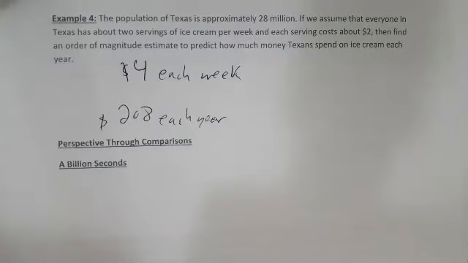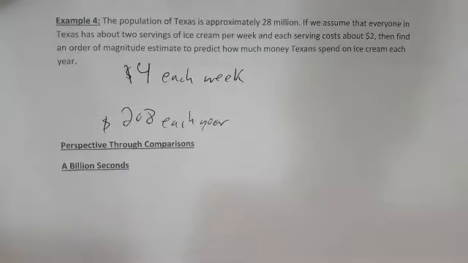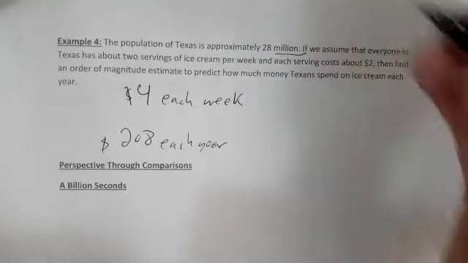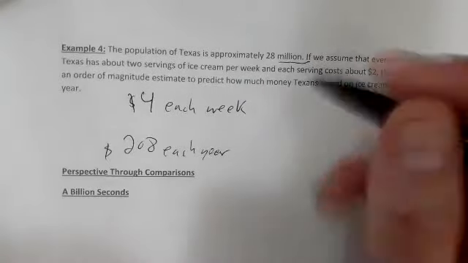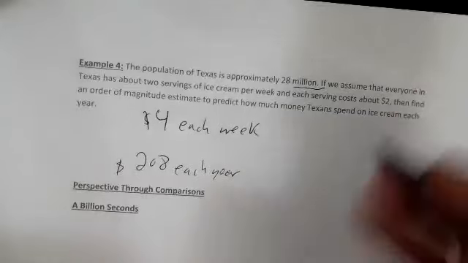So this is each person is spending that amount. And the population is approximately 28 million. So we're going to end up multiplying this number by 28 million. If we think about 28 million, millions would be n times 10 to the 6. If we're adding another 10 spot to that, it should be times 10 to the 7.